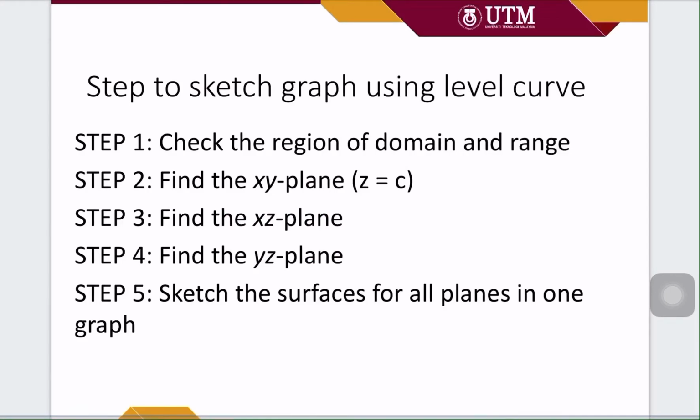So how are we going to sketch this graph using the level curve? Of course we need to find all three traces first, and then we need to sketch the surfaces for all planes, and we need to combine them.